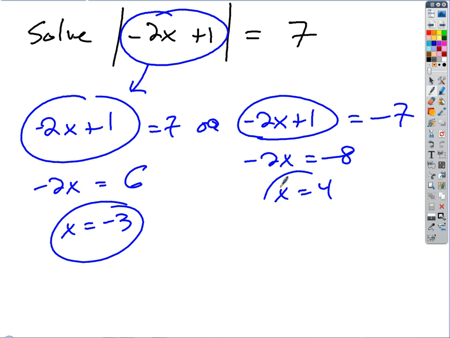Okay? Now, what if I said I wanted the lesser of the two solutions? Which one would that be? Negative 3. Greater would be positive 4. Good. Okay? Another one. Try this.